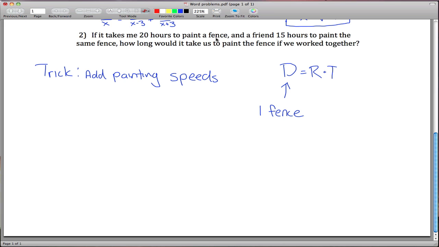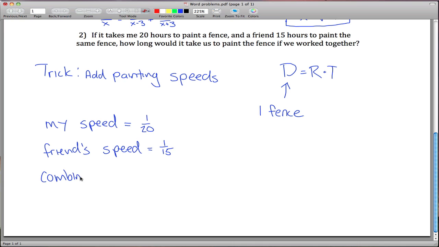So since it takes me 20 hours to paint a fence, we could say my speed is equal to, I do 1/20th of a fence per hour, and my friend's speed, see, it takes him 15 hours to paint the fence, so he does 1/15th of a fence per hour. And now we have our two speeds, so if we work together, the combined speed will be this plus this. So combined speed is 1/20th plus 1/15th.